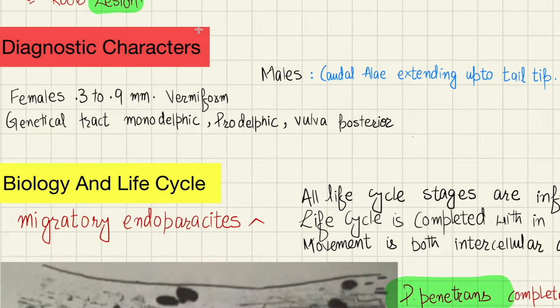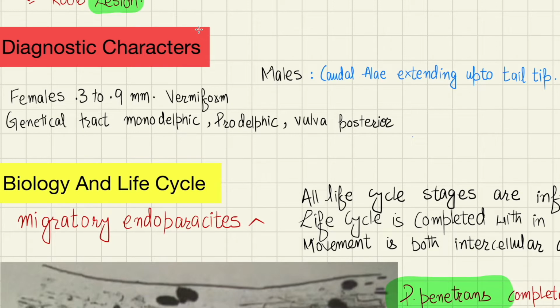See, the length of the female is 0.3 to 0.9 mm, and it's vermiform, meaning worm-like. In males, an important diagnostic characteristic is that the caudal alae extend through the tail tip, and the genital tract of the female is monodelphic, prodelphic, and the vulva is posterior.